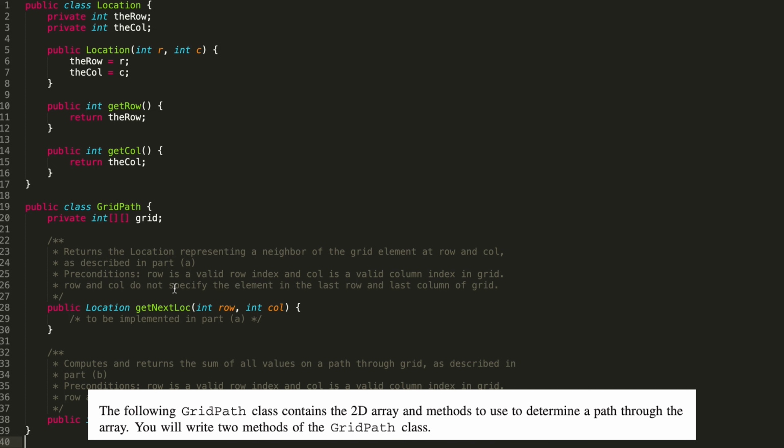Then it says the following GridPath class contains the 2D array and methods to use to determine the path through the array. You'll write two methods of the GridPath class. So inside of this GridPath, we have the internal state of a 2D array of ints called grid. So let's see what it wants us to implement for part A.